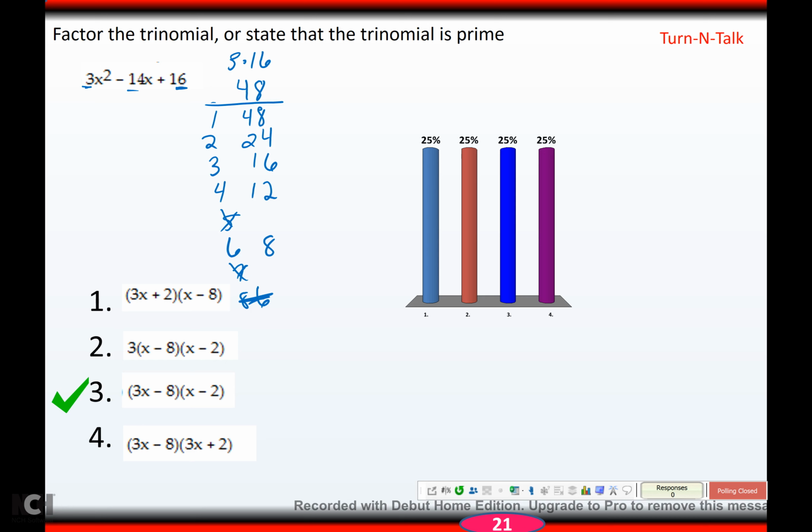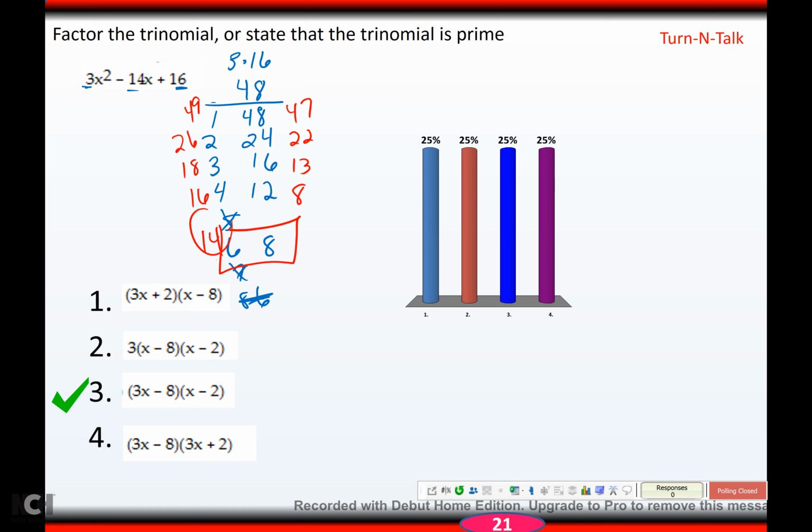I need to make 14 in the middle. I add, I get 49, subtract is 47, add is 26, subtract is 22, add is 18, subtract is 13, add is 16, subtract is 8, add is 14, finally made it. So 6 and 8 are my pair.